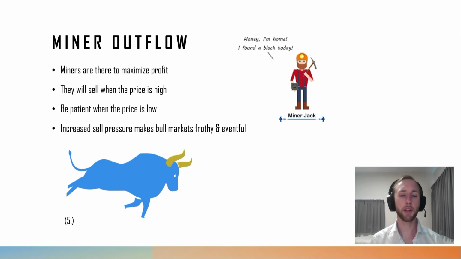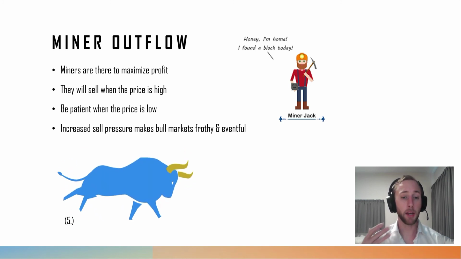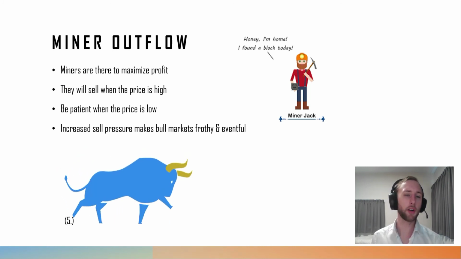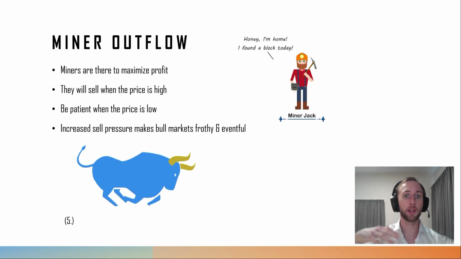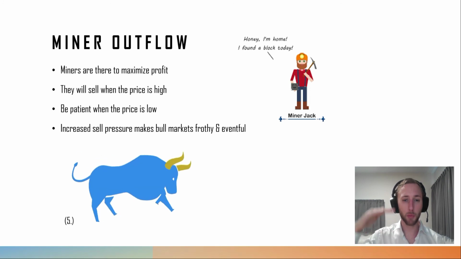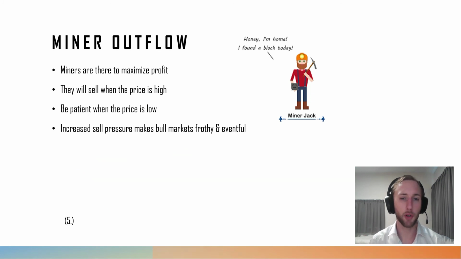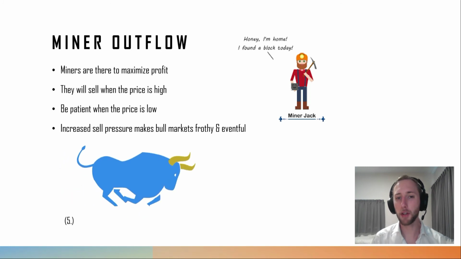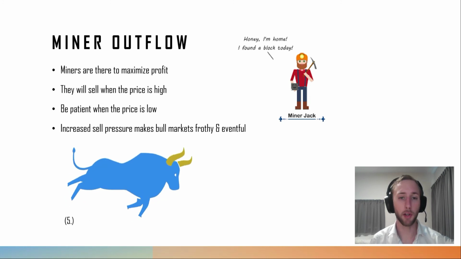Now, the final metric that's important for a medium-term investor is the miner outflow. Miners are economic actors. They mine Bitcoin and then they sell it at a potential profit in order to keep the lights on. So they're there to maximize their profit. And what that means is when the price is high, they want to sell the most. And the result of that is when the price is high, you get these spikes up and down, which makes it very difficult to time the market. In a sense, when the price is highest, the market is the most volatile and the most frothy because miners are the ones looking to sell.